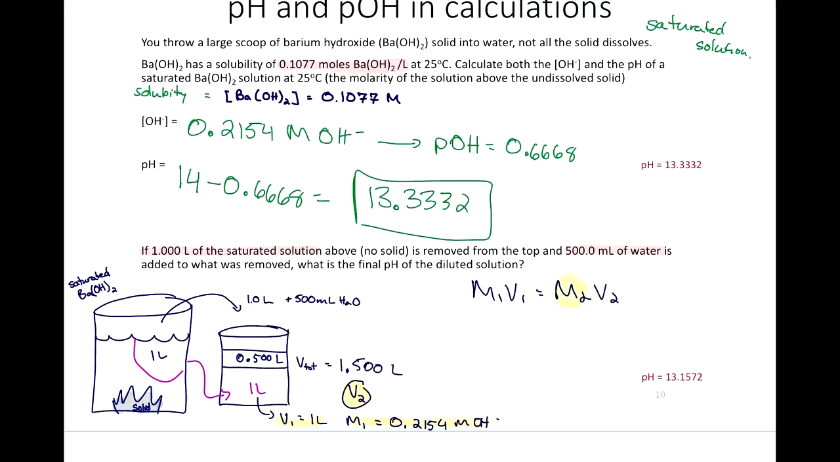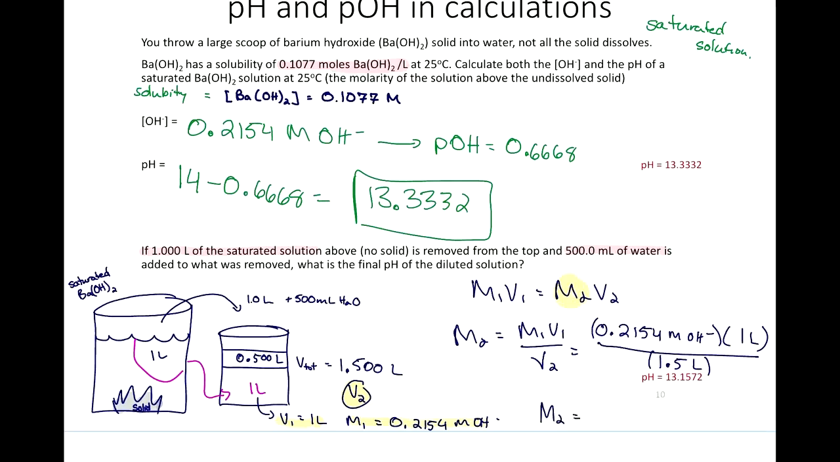What is the new diluted molarity of hydroxide? So M2 is equal to M1 V1 over V2. So M1 we just got is 0.2154 molarity of hydroxide times V1 is 1 liter over the new volume is 1.5 liters. All right, so we see that M2, the new concentration of hydroxide, is slightly diluted at 0.1436 molarity hydroxide concentration.